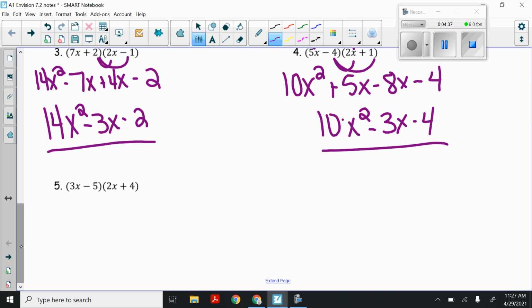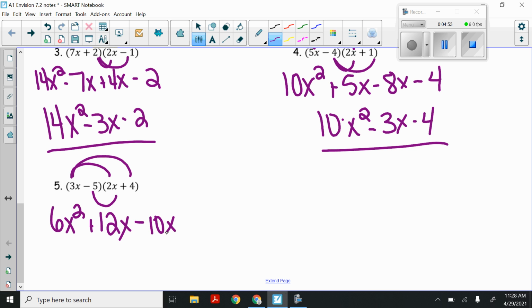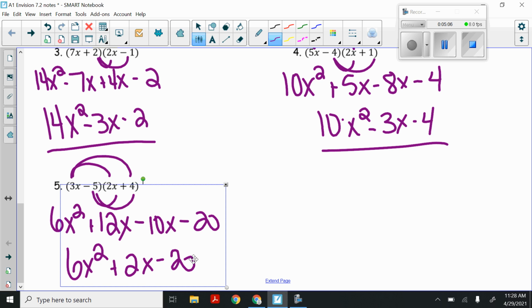Number 5 wants us to take 3x minus 5 times 2x plus 4. So our first terms, 3x times 2x gets us 6x squared. Our outer terms, 3x times 4, plus 12x. Our inner terms, negative 5 times 2x, minus 10x. And our last terms, negative 5 times 4, minus 20. Combining terms, we end up with 6x squared plus 2x minus 20. Right, so that's how we multiply two binomials using the FOIL method.